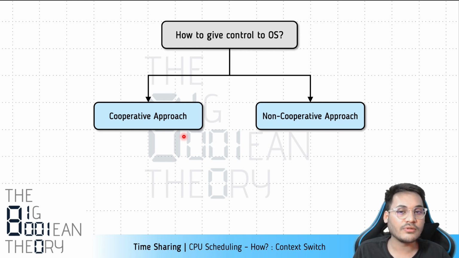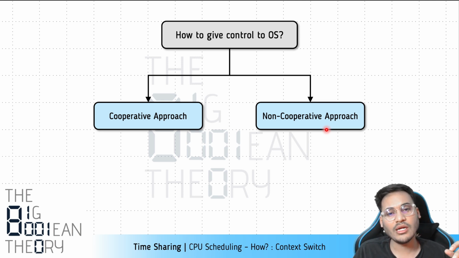So the alternative to the cooperative approach is the non-cooperative approach. Here we do not rely on the user process. Here we have the mechanism to take the control of the CPU forcefully from the user process. Even if the user process is not giving it up on its own on a voluntary basis, we can take the control forcefully using a timer interrupt, right? We have talked about timer interrupt in the previous video.